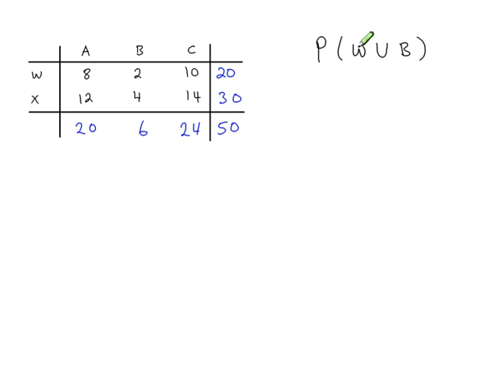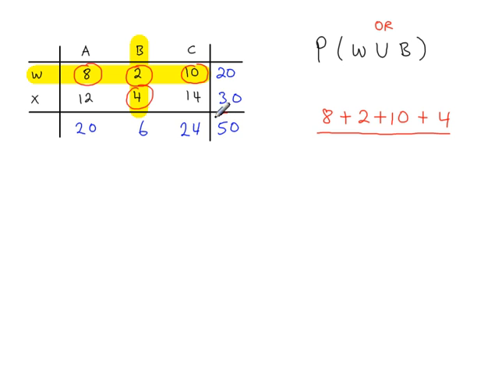The probability that event W happens, or B happens, or they both happen. So W is in a row, that's all of these. B is in a column, that's all of these. So it's everything that's highlighted. Every number that's highlighted either corresponds to event W or event B. Okay, that symbol there is or. So 8 plus 2 plus 10 plus 4 divided by the table total, 50.